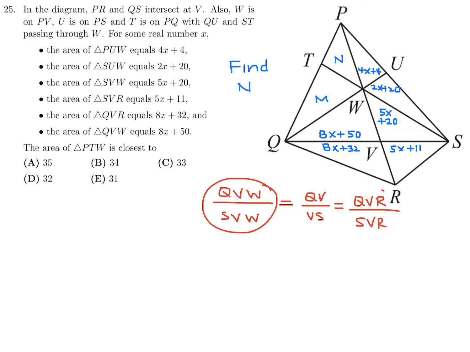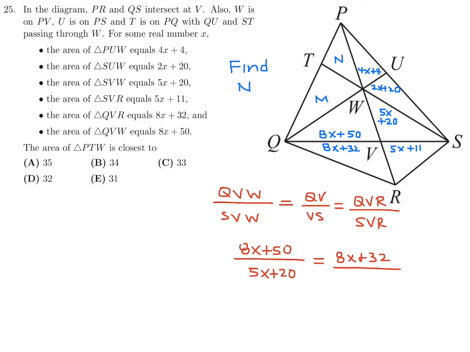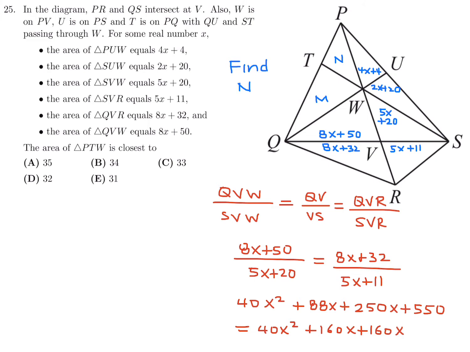Okay, so now we can use this and this to make an equation. So that will be 8x plus 50 over 5x plus 20 is equal to QVR, which is 8x plus 32 over SVR, which is 5x plus 11. And then cross multiply, and when we do, we get 40x squared plus 88x plus 550x plus 250x plus 550. And then the other side is going to be 40x squared plus 160x plus 160x plus 640.